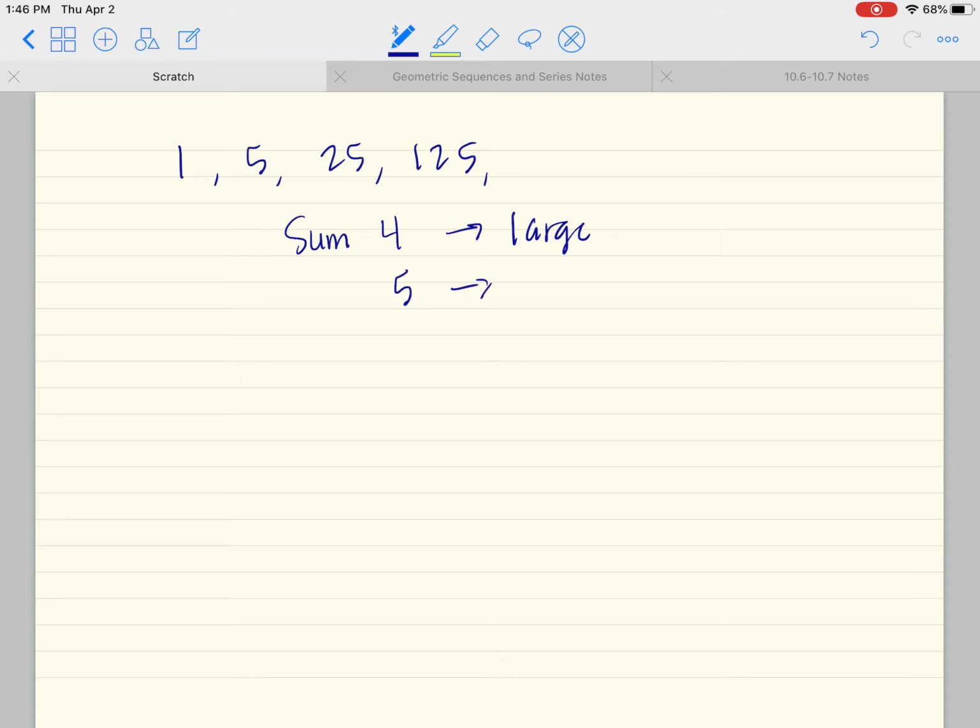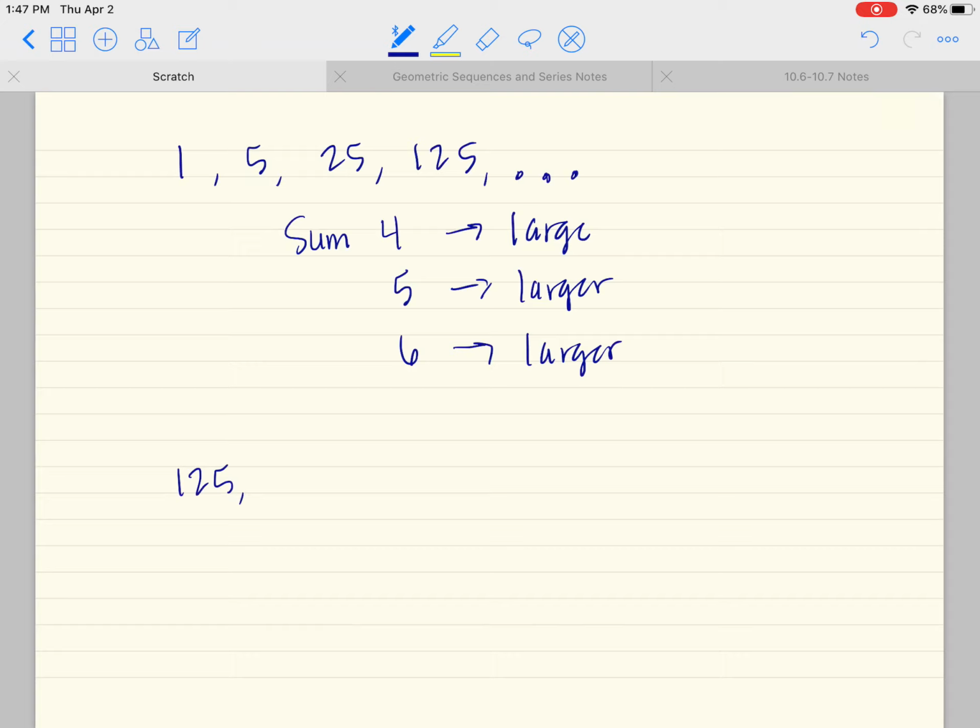So if I go to add these numbers up, the sum here, if I wanted the sum for the 4 terms, the number is going to be pretty large. And then if I add the sum of 5 terms, it's going to be larger. And then 6 terms is just going to keep getting larger and larger and larger, right? So I won't be able to find the sum of a list that goes on forever if the numbers continue to get larger and larger and larger.